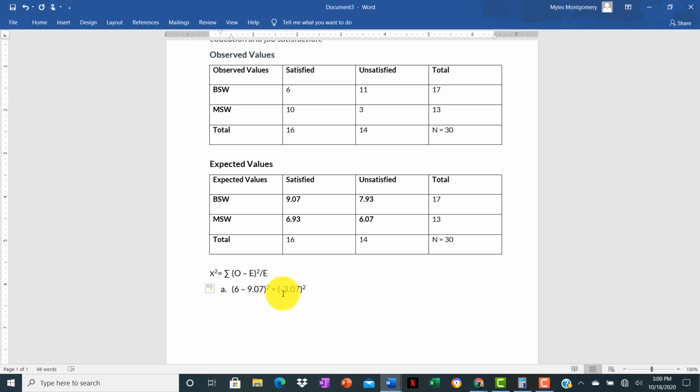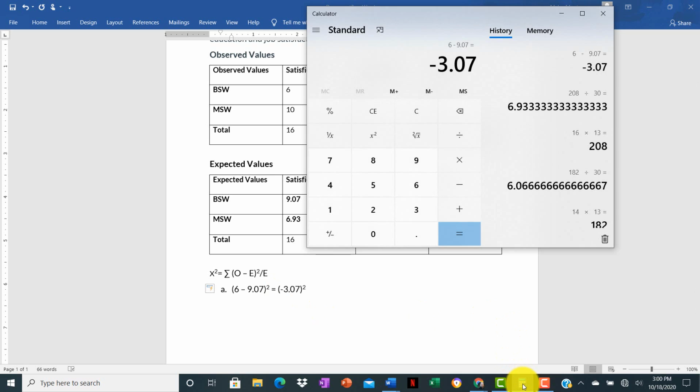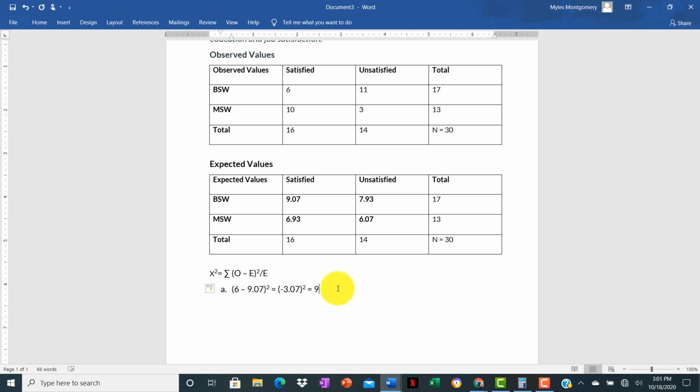So what we want to do is square that number, and we'll do that by coming up to the calculator and hitting the square key. It gives 9.4249. I'm just going to use this digit and its relationship to the hundredths place. The only thing I'm worried about is 9.42. Since this is under 5, I'm not going to move this up to a 3. So it equals 9.42. But then, once we found the difference and squared it, we need to divide it by the expected value again. What did we say the expected value was? It was 9.07.